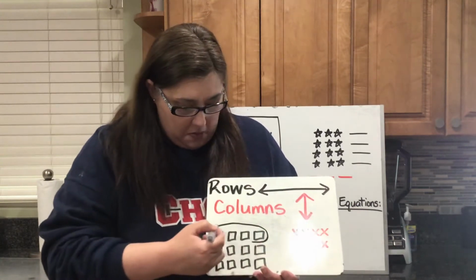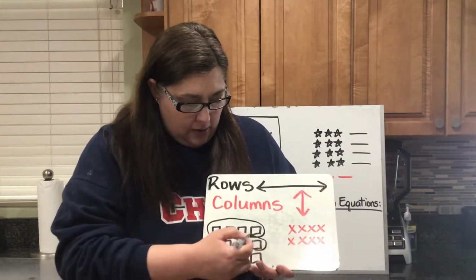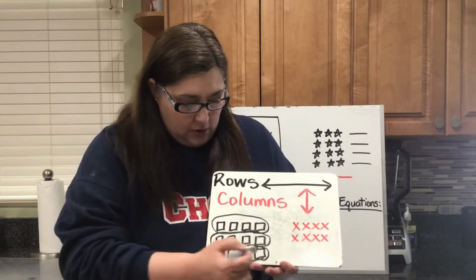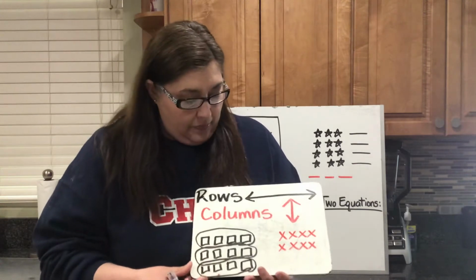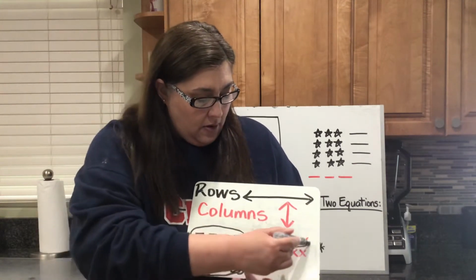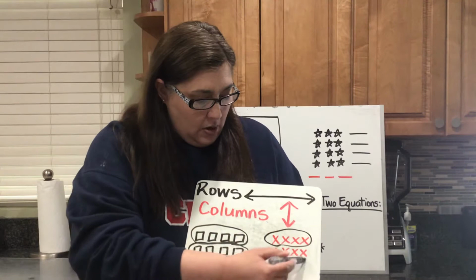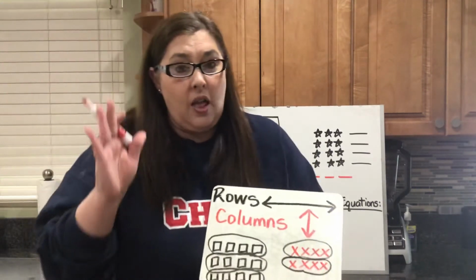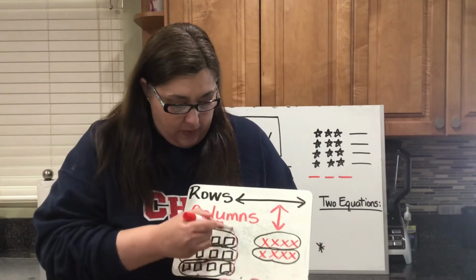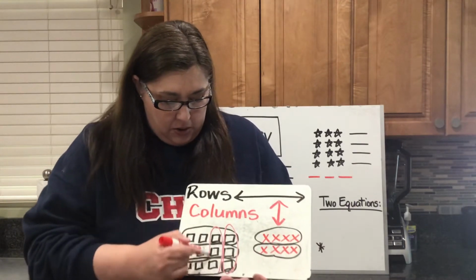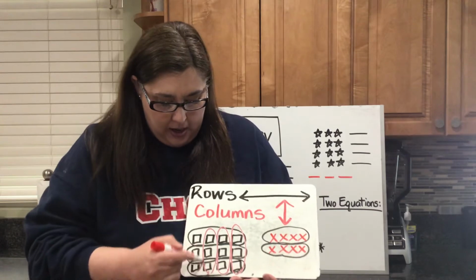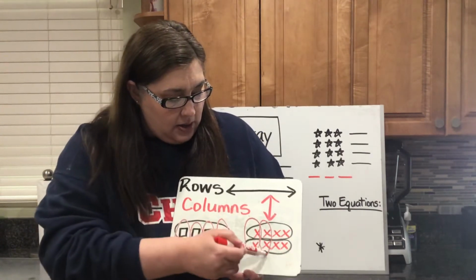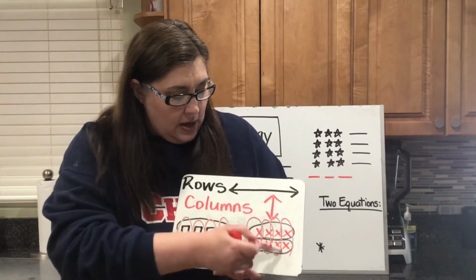So if you look at this row, I'm going to circle the row. So here's a row. Here's another row, and here's a third row. So right here we have 3 rows. Over here, we have 1 row, and we have 2 rows. Now let's look at the columns. Remember, columns go up and down. So we've got 1 column here, 2 columns, 3, and 4. And over here we have 1, 2, 3, and 4.